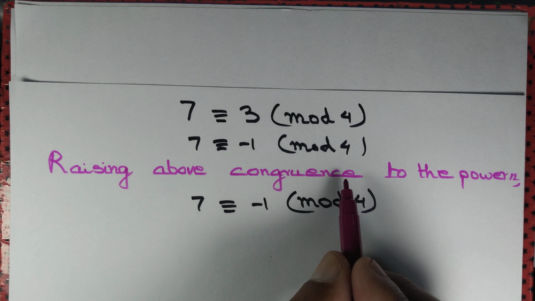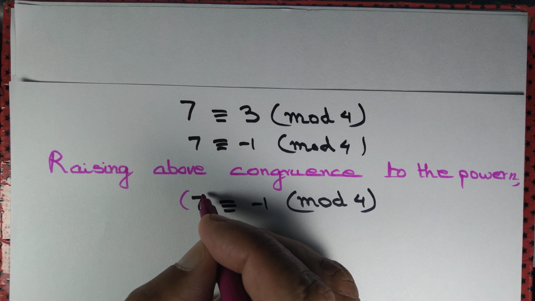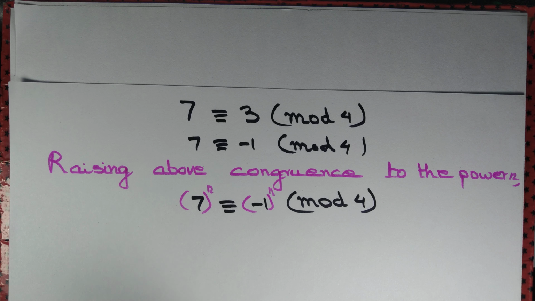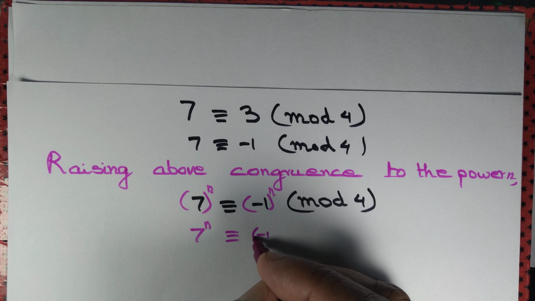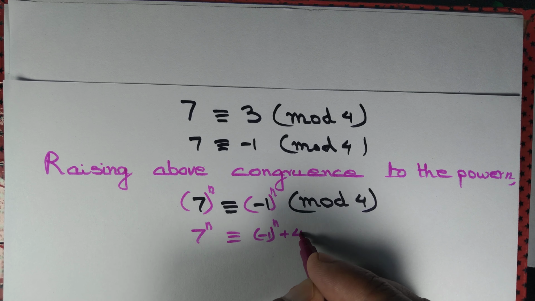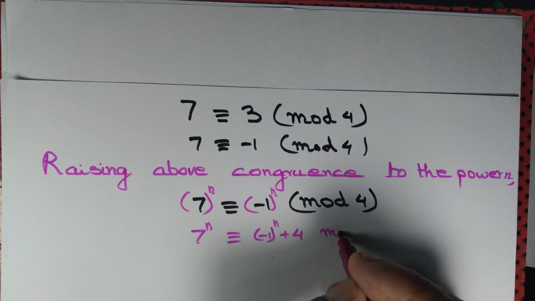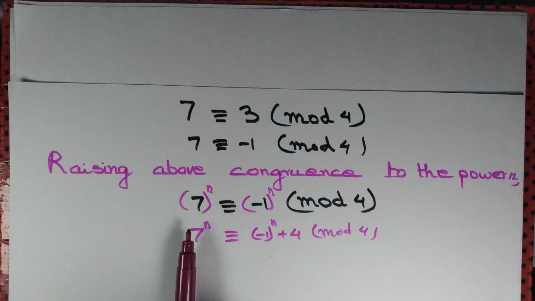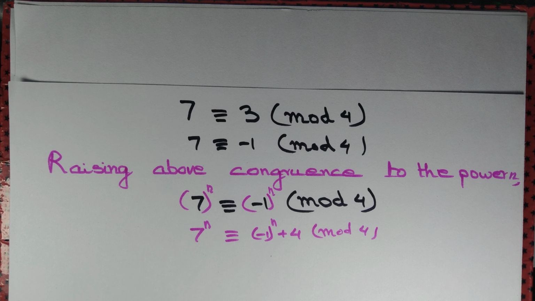We can now raise it to the power n. So raising the above congruence to the power n, 7^n is congruent to (-1)^n. But we were talking about remainders, and (-1)^n can be negative. So let's add 4 to the right-hand side only, and say that 7^n is congruent to (-1)^n + 4 mod 4. Okay, so now I know the remainder when 7^n is divided by 4. It is either 3 or 1.